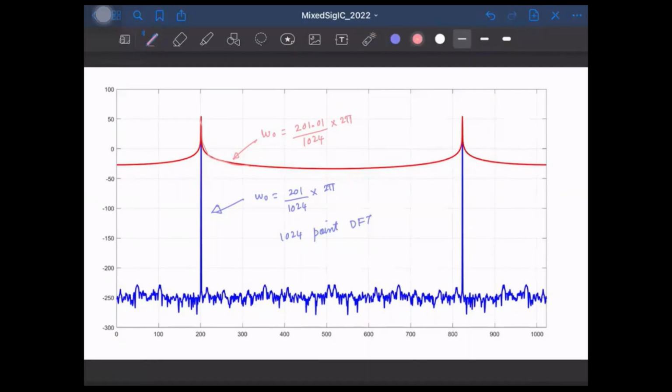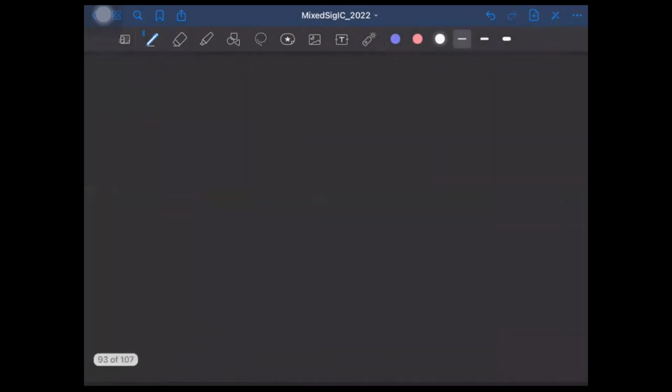So how do we solve this problem? From the frequency domain, it doesn't look like we can find a solution. So we'll try to understand this problem from the time domain, with the hope of finding some solution. In the first case, we chose a frequency of 201 by 1024 times 2 pi, and we took a total of 1024 samples and computed a 1024 point DFT.